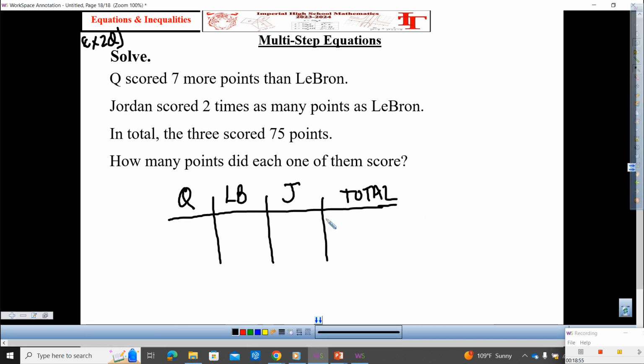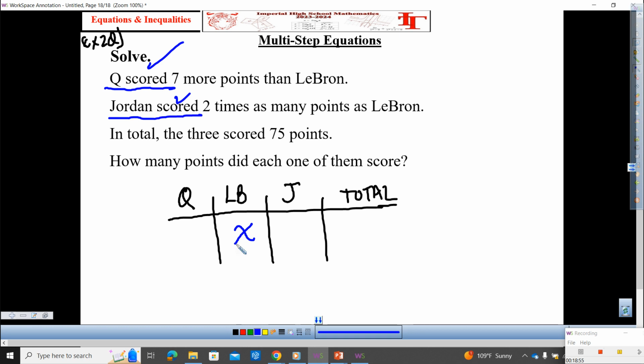So here we go. Let's start reading it again and find out who they give us information about. Okay, here it goes. It says Q scored. Okay, they talk about Q scoring. Jordan scored. Oh, they talk about Jordan scoring. Who's the only one they don't tell us scored? LeBron. Well, guess what? LeBron is going to be our variable, our X. We're going to label LeBron X because that's the one we don't know any information about.